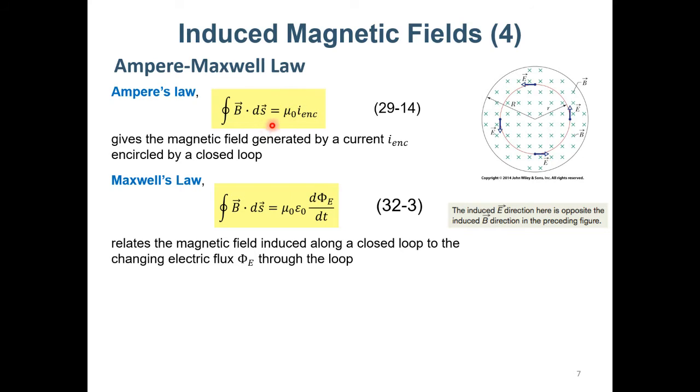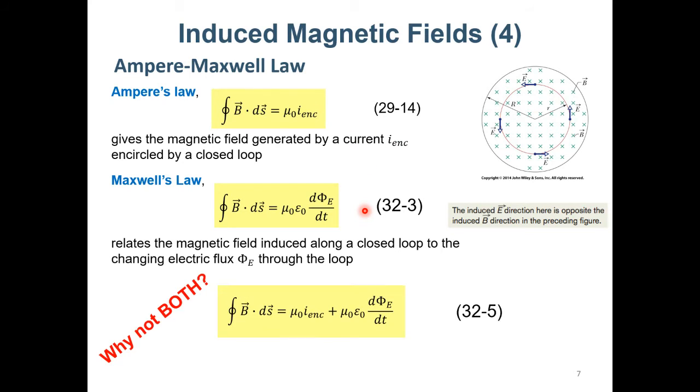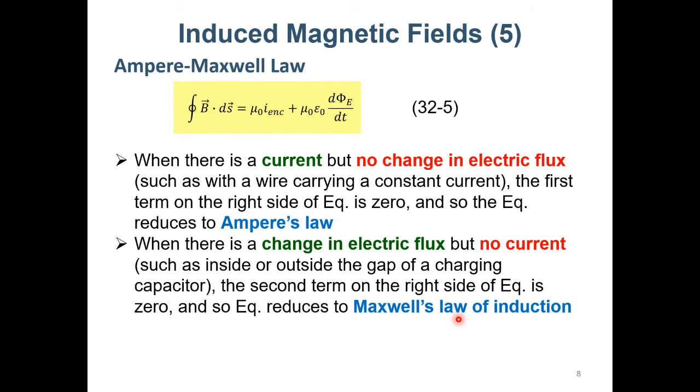So actually in chapter 29, we have Ampere's law, and here we have Maxwell's law. In Ampere's law, I is constant, and here in Maxwell's law, the E field is changing. So we still need to determine when to use which one. In that case, why not put them together? So we add the right sides together, and this is called the Ampere-Maxwell law.